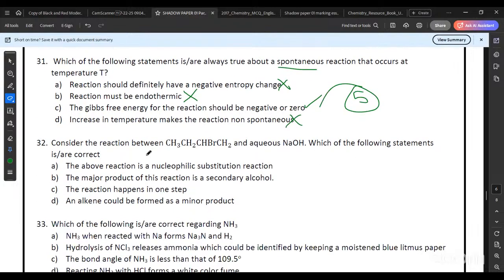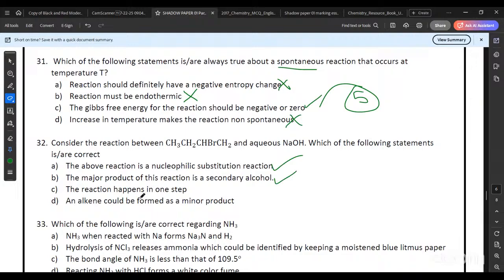5. Consider the reaction between CH3CHBrCH3 and aqueous NaOH. Which of the following statements is correct? Above reaction is a nucleophilic substitution. Yes, it's a nucleophilic substitution, people. Br is more electronegative than carbon, so carbon will get a positive charge. OH will attack the carbon and then replace Br. Then this is nucleophilic substitution. The major product of this reaction is a secondary alcohol.